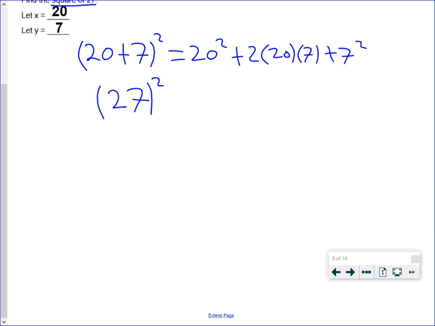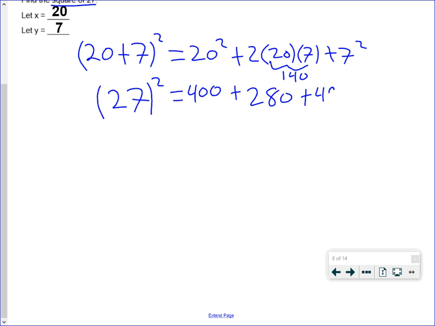Okay? Now on the right side, we have 20 squared. That gives us 400. And we know that because 2 squared is 4, and we're left with 2 zeros, so we get 400. Okay? And then we have 2 times 20 times 7. 7 times 20, this right here, is 140. And 140 times 2 is 280. And lastly, we have 7 squared.